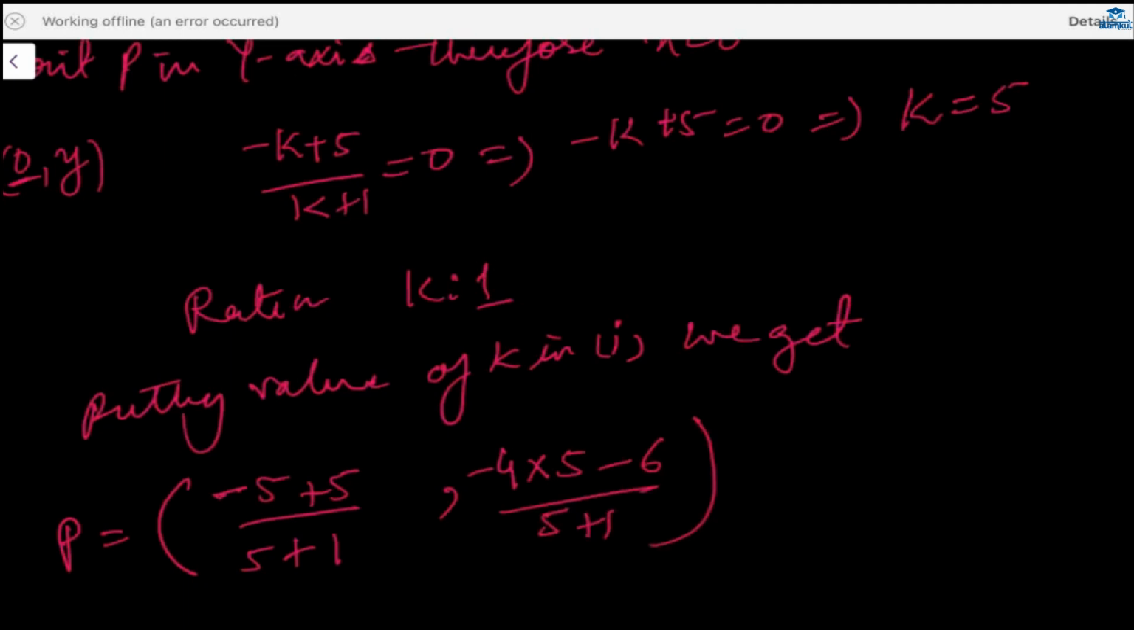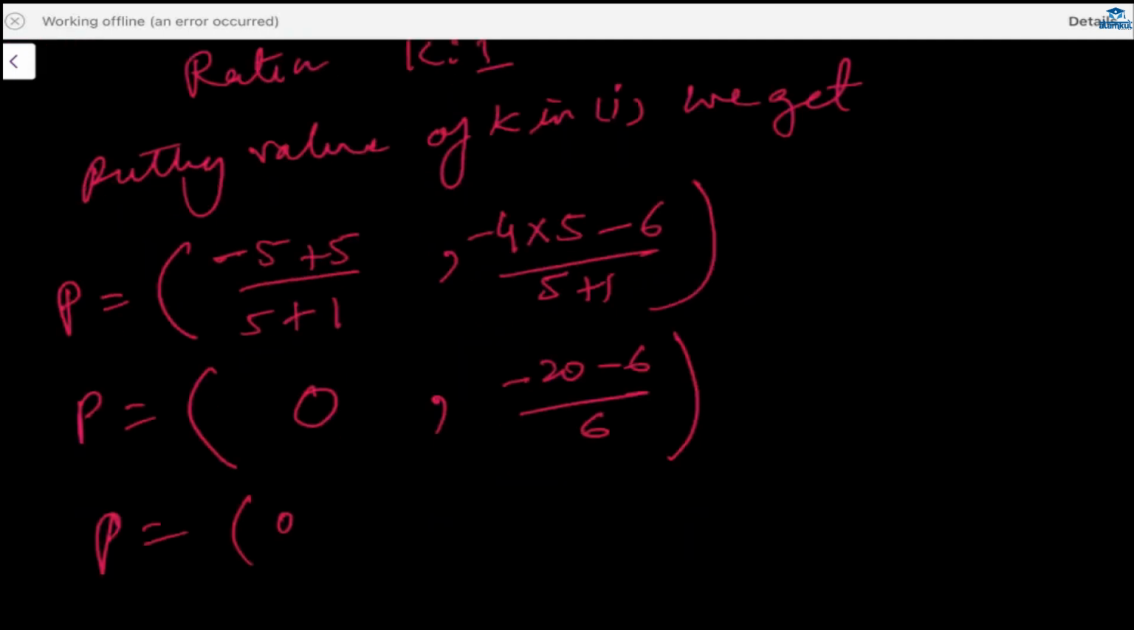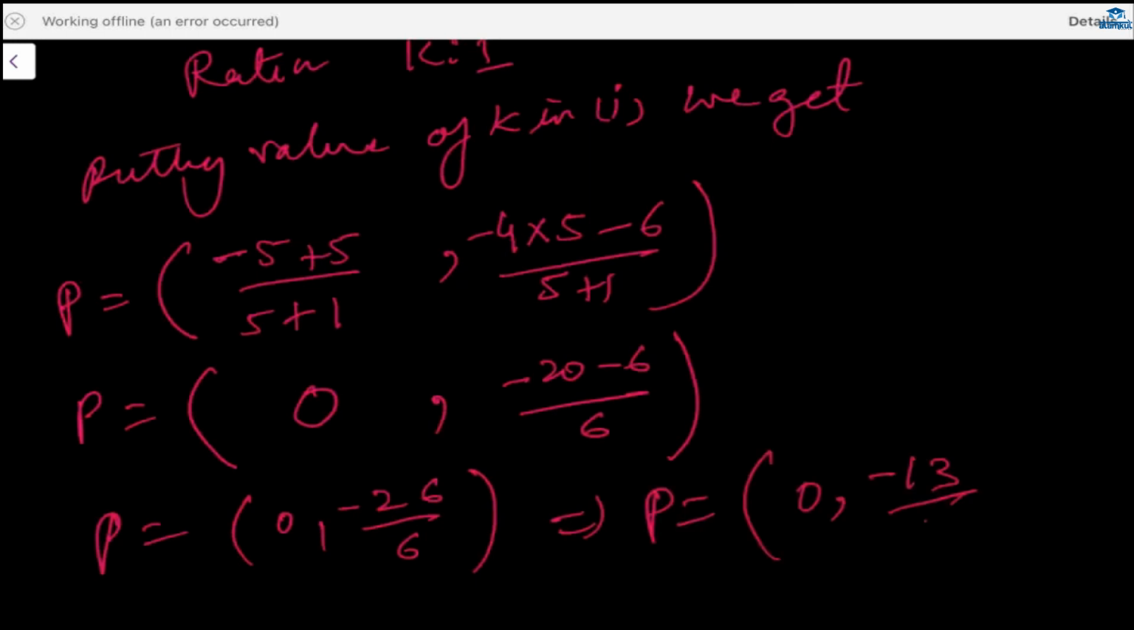If we solve it, this value will be 0, and minus 20 minus 6 upon 6. So it will be minus 26 upon 6, and we get 0 comma minus 26 upon 6. Now we can simplify more: 0 comma minus 13 by 3. So this is the coordinate of point P.